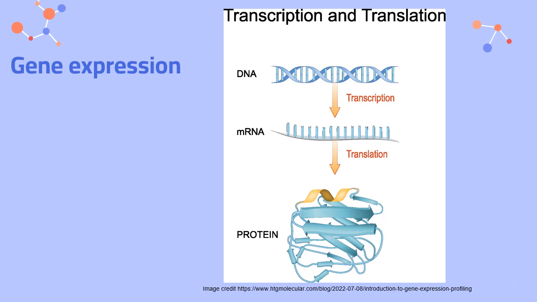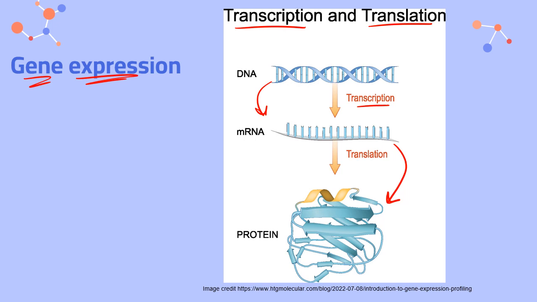Gene expression is exactly that. It is the expression of specific genes, and it's done through two processes, transcription and translation. Transcription is using the DNA code to produce a sequence of messenger RNA nucleotides. We call that the transcript. And then in translation, we take that messenger RNA transcript and we use it to put together a sequence of amino acids that is a polypeptide chain that can get folded into a functional protein.